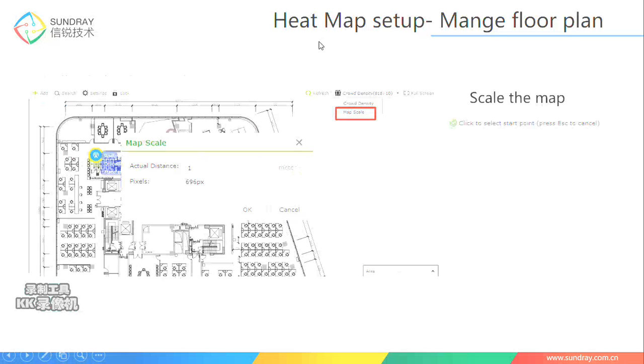And for the heat map, first we have to scale the map. We click the map scale and click from one point to the other point. For example, this is a sample building. We click from here to here, and that is about 10 meters, so we just input 10 meters. It will automatically calculate the scale.